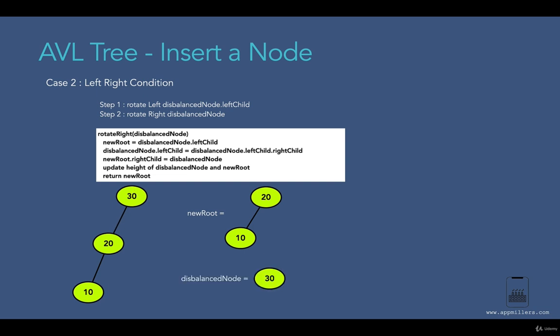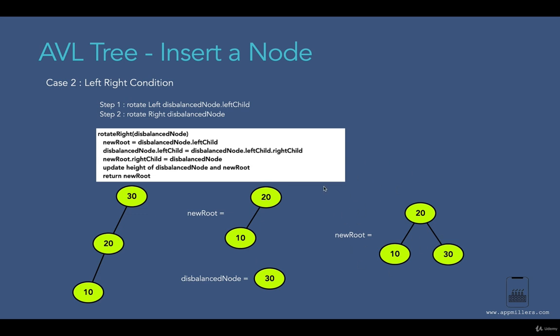So this means that in this case, this disbalanced node will be 30. Because in this case, there is no right child for this node over here. That's why it's becoming null. So we are going to set the left child to null. So it's going to become like this. Then at the end, we are going to set the new root node's right child to this disbalanced node. Here you can see that the new root node has a left child, so we are going to set 30 as the right child of this new root over here. So after setting it, our root node becomes like this.